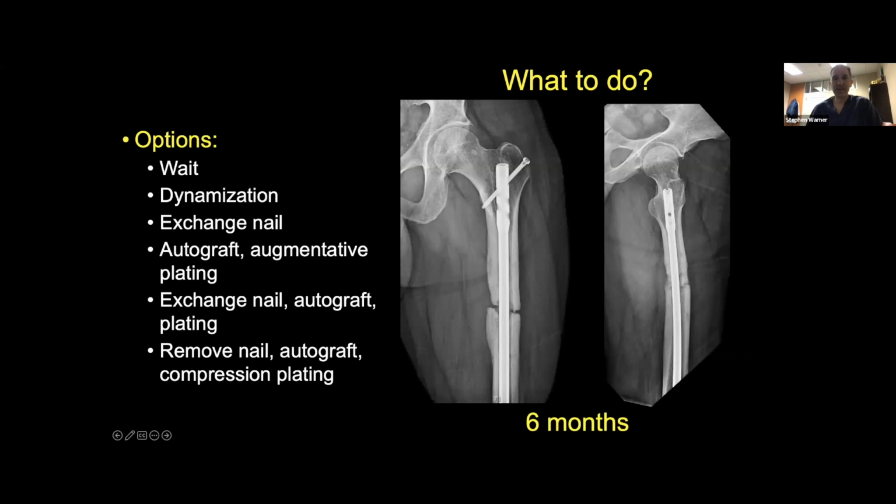And just to engage the audience here, as more of a curiosity, all of you have gone through some trauma fellowship training. What would you all do for this closed diaphyseal femur fracture that is now a non-union at 6 months? So go ahead and vote. You could wait, you could dynamize it, you can exchange nail, you can autograft with augmentative plating, you can do an exchange nail in addition to that, or you can.